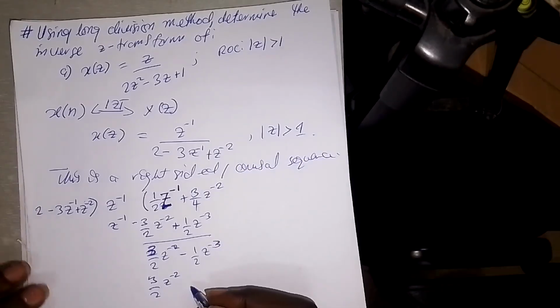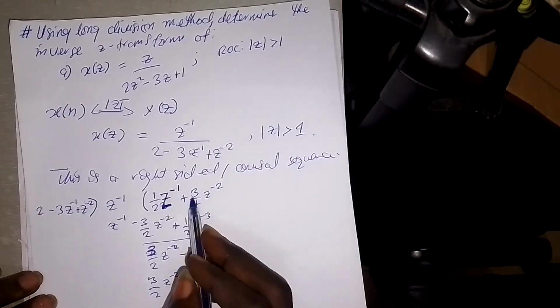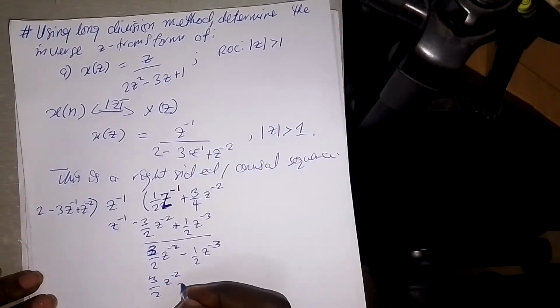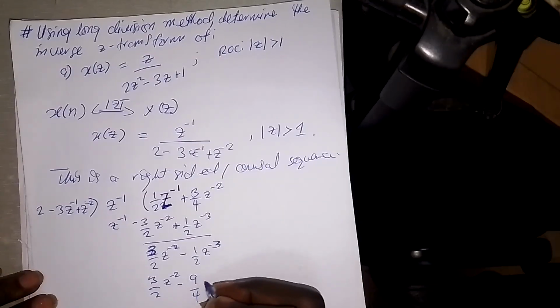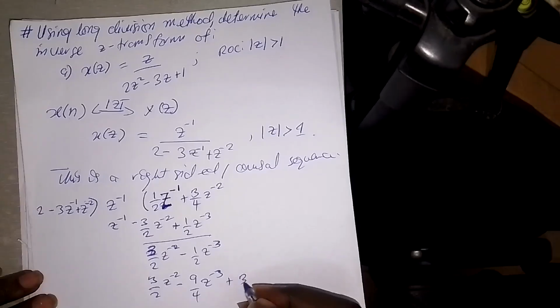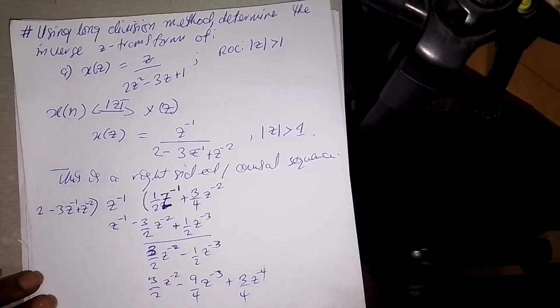Okay, so here, this one times this one. Okay, I'll get negative 9 over 4 into exponent minus 3. Okay, and then I'm going to get plus 3 over 4 into z exponent minus 4. Okay, so that is what I'm going to get.